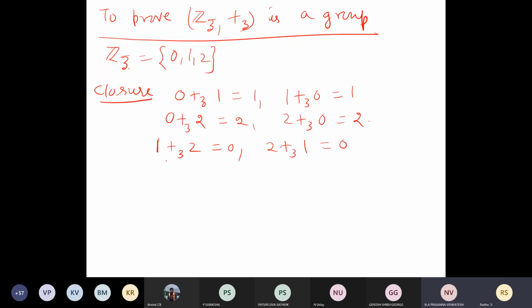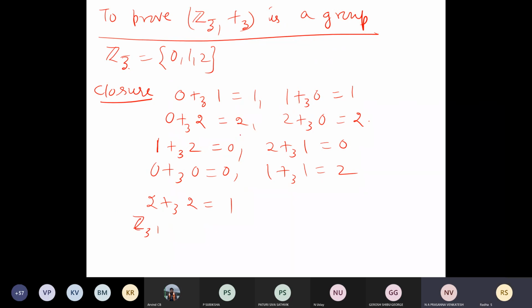Something is still missing. Have you taken all possibilities? No. I can take 0 with 0 also, that is 0. Then 1 with 1, that is 2. 2 with 2 also, that is 1. So 1, 2, 3, 4, 5, 6, 7, 8, 9: 9 possibilities, and all the 9 possibilities are true. So closure property is satisfied.